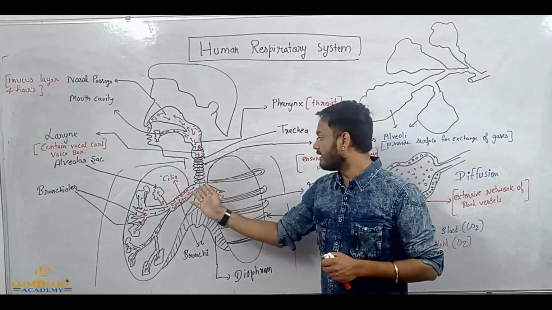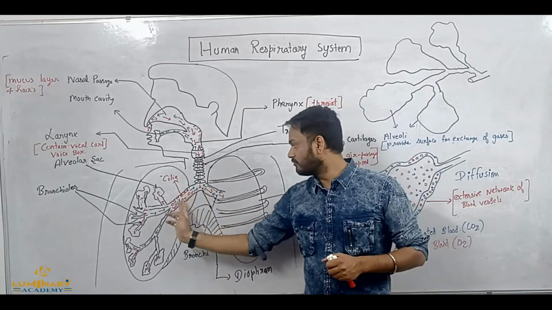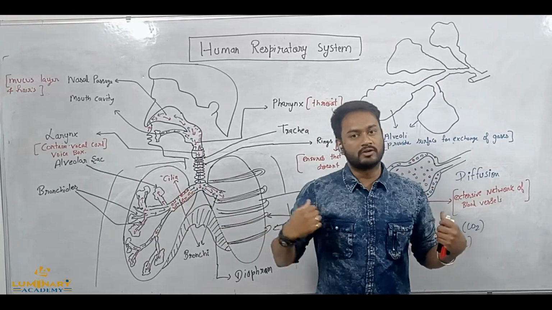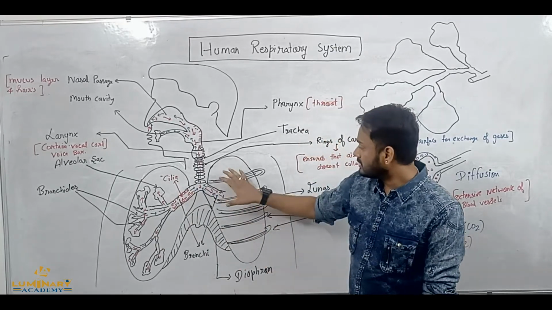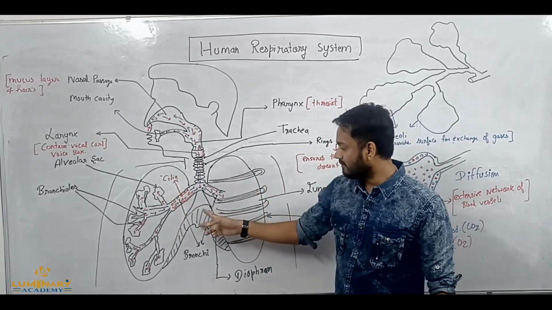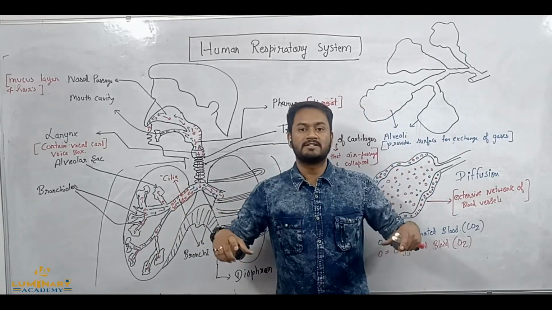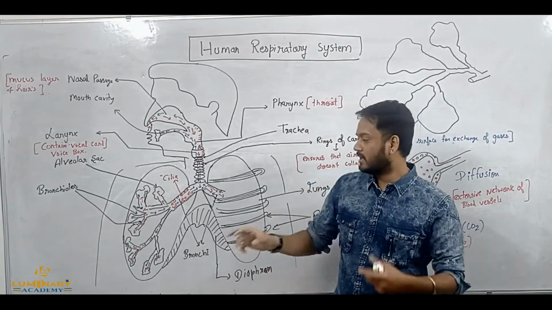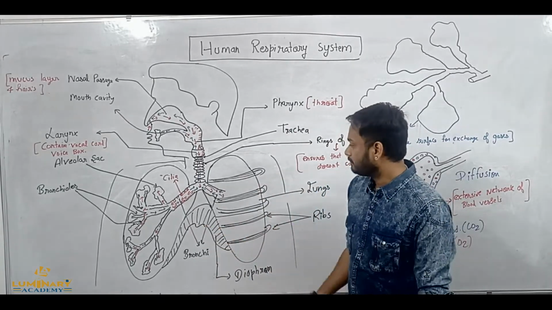Now this is divided into two bronchi. So these are bronchi, one to the left and one to the right, right? And there are some ribs which we can see. This is a diaphragm, which when we breathe in it flattens, and then again when we breathe out it takes a U shape, right?